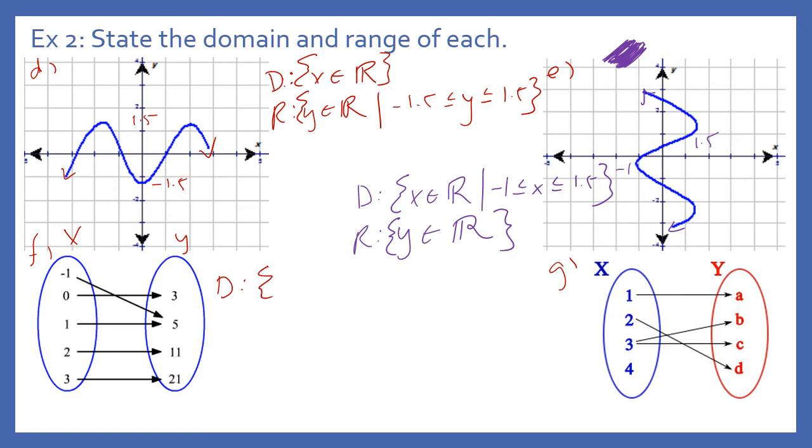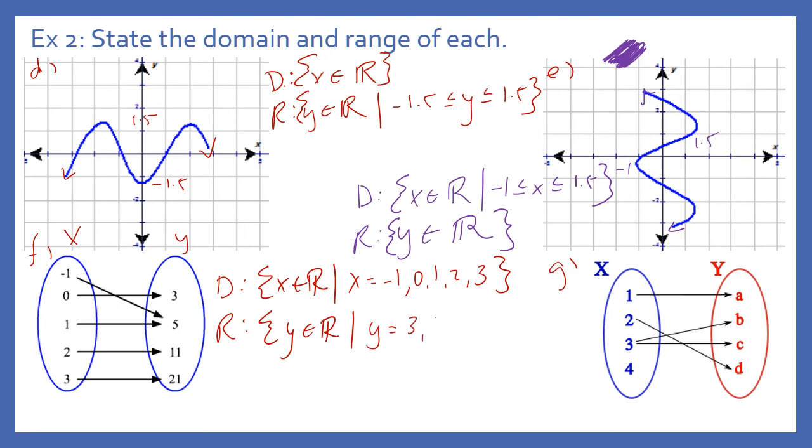So domain, x is all real such that x equals, and just list them: negative 1, 0, 1, 2, 3. Range, same thing. They only exist at those specific values. So 3, 5, 11, 21. And if you want to list 5 twice, you can, but you don't have to. It wouldn't be wrong if you did, though.